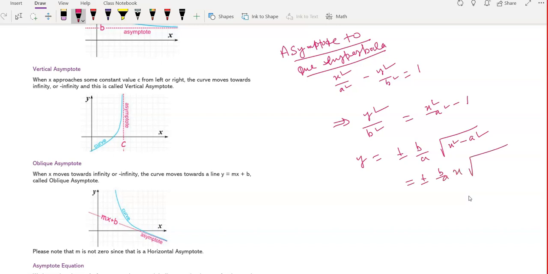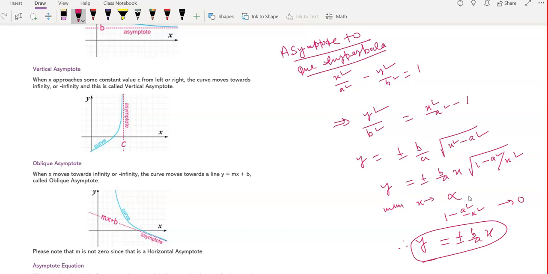You are doing this from class 11, no? Root of x square minus a square. When x tending to infinity, this a square by x square is tending to 0. So y equal to plus minus b by a times x. One can say that I have two asymptotes now: ay plus bx equal to 0 and ay minus bx equal to 0.